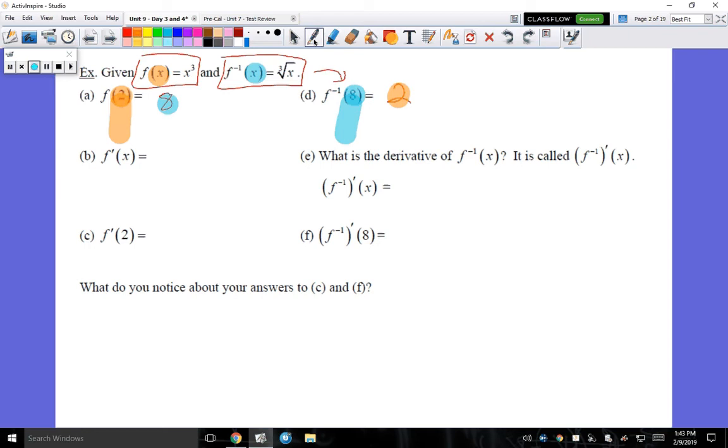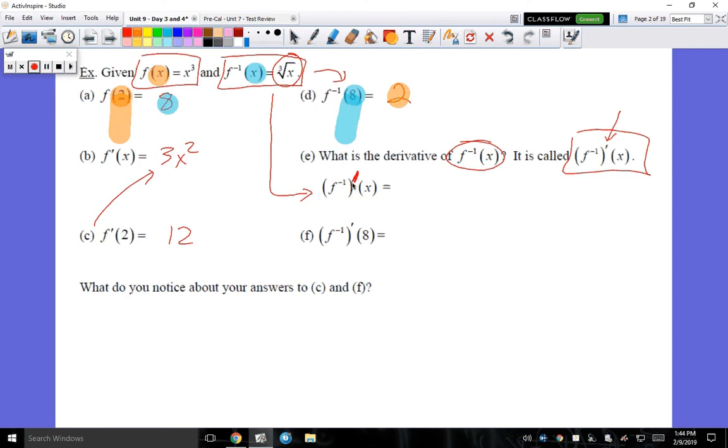Okay, so f prime of x is equal to 3x squared. Therefore, when I plug the 2 into this derivative, I'm going to get 12. It says, what is the derivative of the inverse? So, the derivative of the inverse of f of x. The long way is we would find the inverse function, which in this case was the cube root of x, and then we would take its derivative.